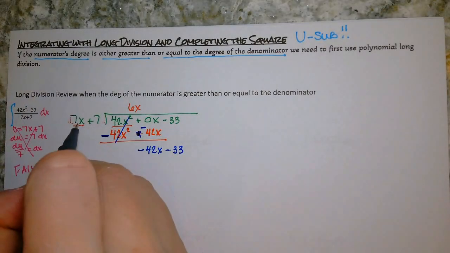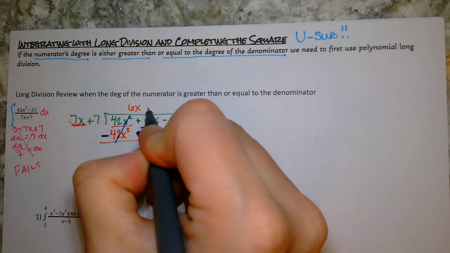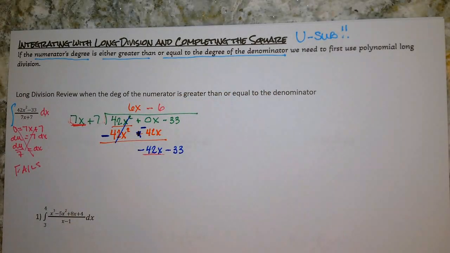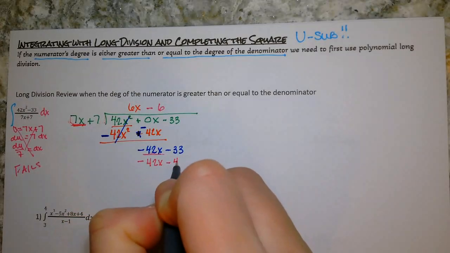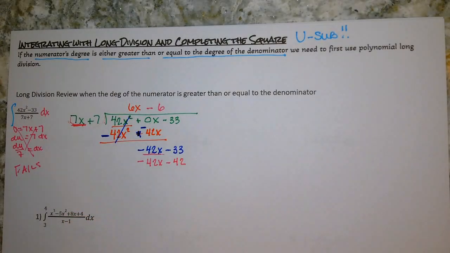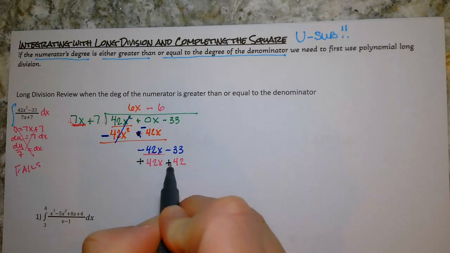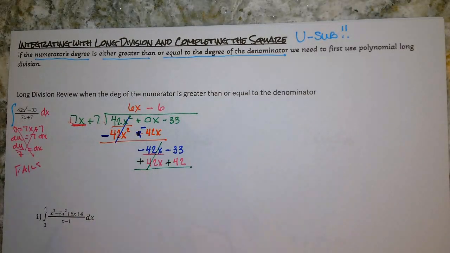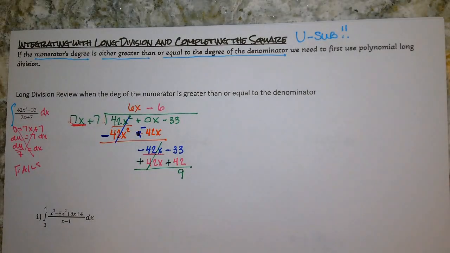Then you play the matching game again. How does 7x become negative 42x? Well, this time I multiply by a negative 6 only. So then I would get negative 42x minus 42. Play the matching game again. I'm going to go through and change all the signs. So this negative becomes a positive, and this negative becomes a positive. Those will eliminate. And negative 33 plus 42 is 9.